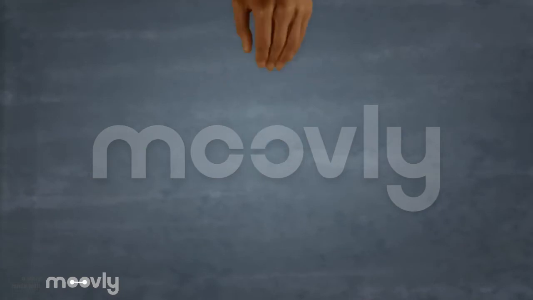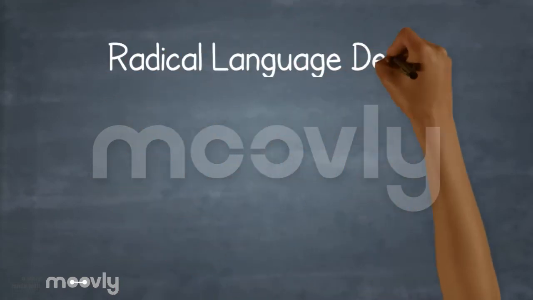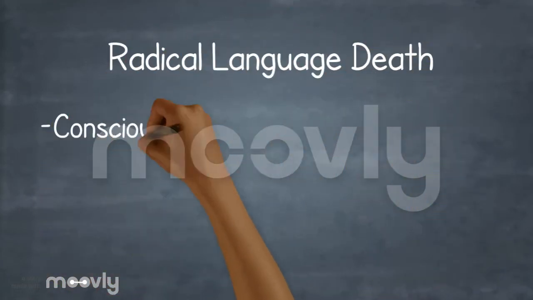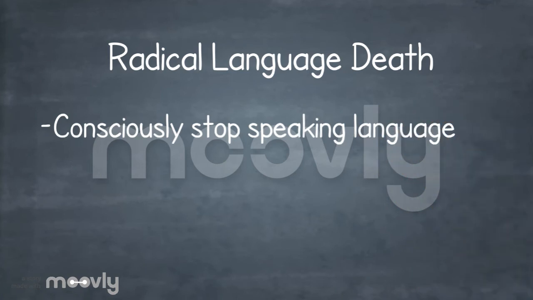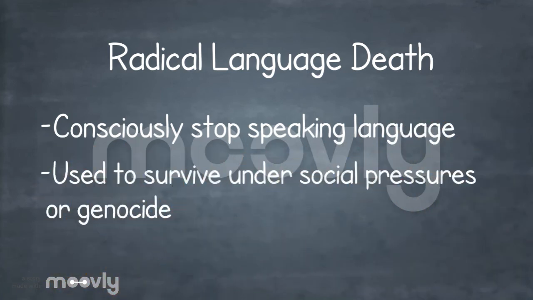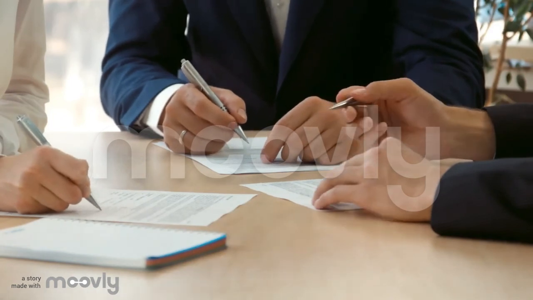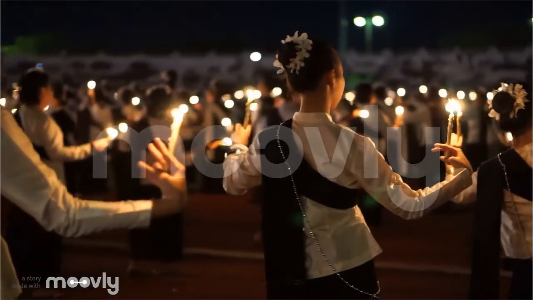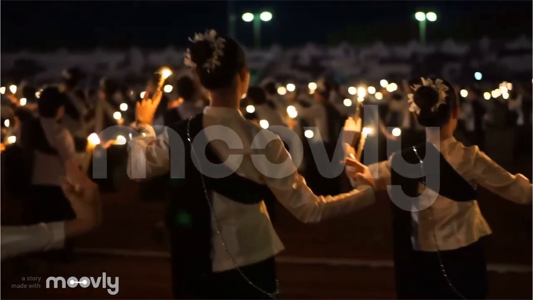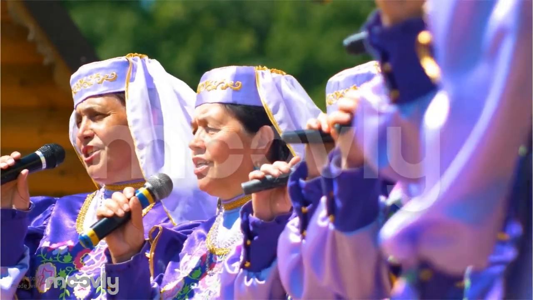A similar type of language death is called radical language death. This occurs when speakers of a language stop speaking it, usually as a way to survive under societal pressures or genocide. Sometimes, those societal pressures come from laws. In some countries, communities are forced to give up their language by being banned from writing and formally teaching their native language.